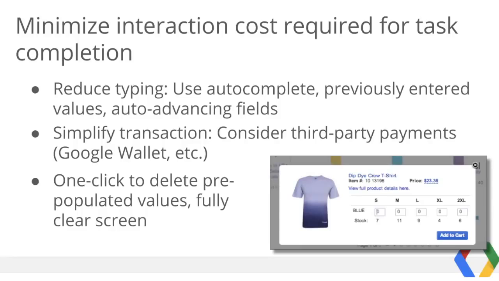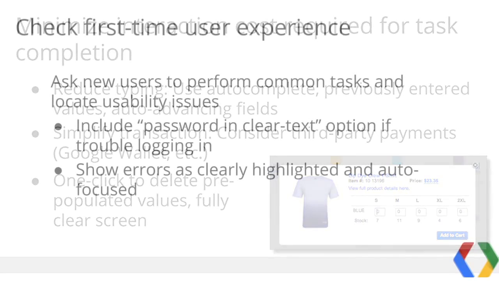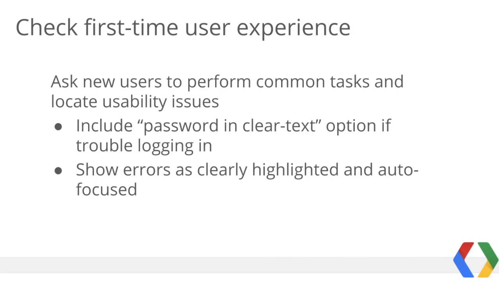We found this issue as we audited the Google Store workflow. When trying to add to cart, the item count keeps a 0 displayed even though it should be clear. This can make users feel they have to delete the phantom number. Or if they add one item, the number will append and make 10. It's easy to become over-familiar with your site, so definitely check the first-time user experience and have new users perform common tasks. You may learn to improve usability with things like password in clear text, an option for users having trouble logging in, as well as errors that are clearly highlighted and auto-focused for faster correction.